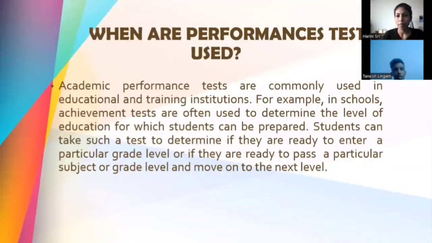When are performance tests used? Academic performance tests are commonly used in educational and training institutions. For example, in school, achievement tests are often used to determine the level of education for which students can be prepared. Students can take such a test to determine if they are ready to enter a particular grade level or if they are ready to pass a particular subject or grade level and move on to the next level.